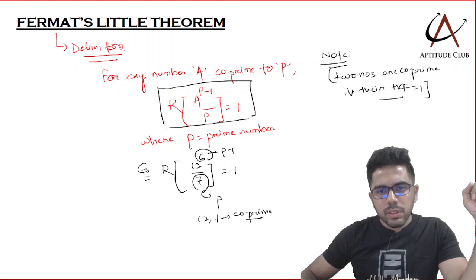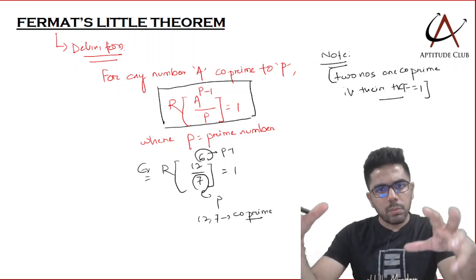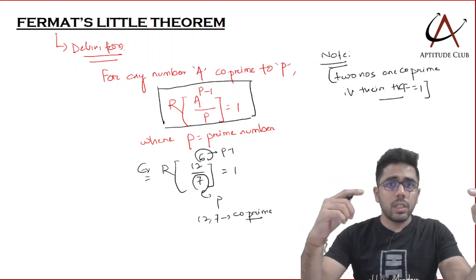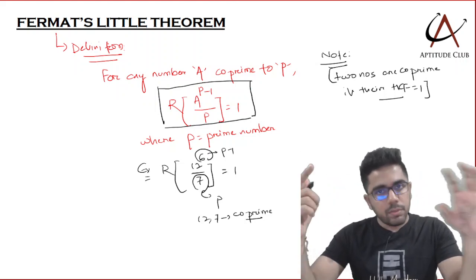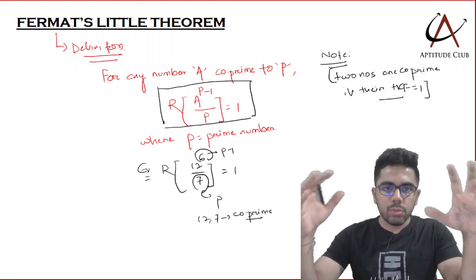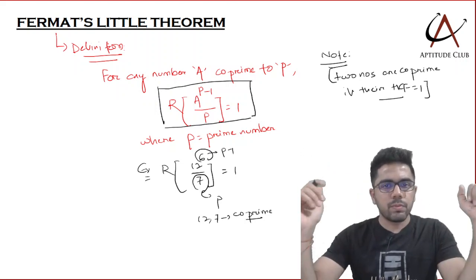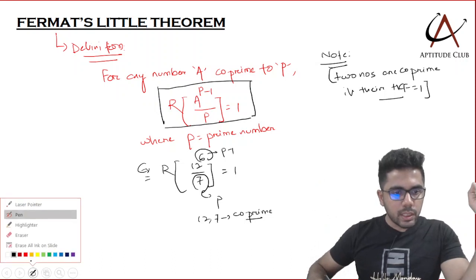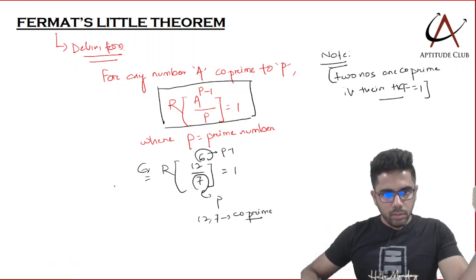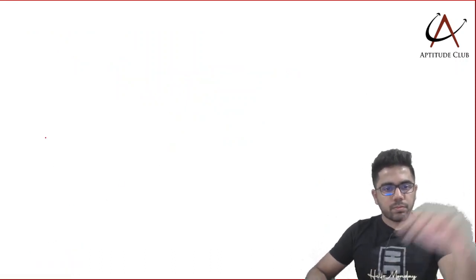So Fermat's theorem is very simple. If the divisor is a prime number and the power of the number in the dividend is p minus 1, then the remainder of a to the power p minus 1 when divided by p is 1. Very simple theorem to use. But how will questions come on this? Let me elaborate on this with an example.